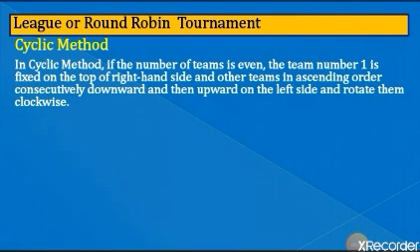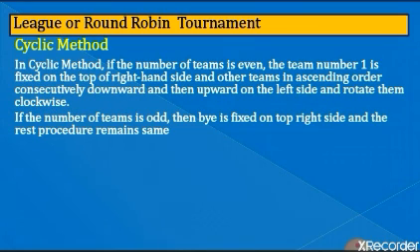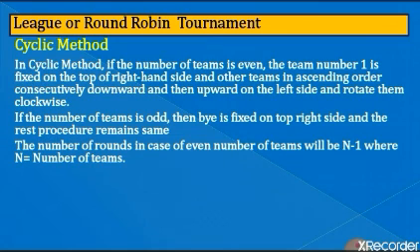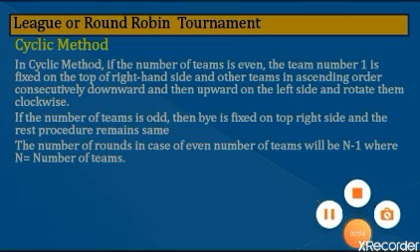In the cyclic method, if the number of teams is even, team number 1 is fixed on the top of the right hand side and the other teams in ascending order move downward, then upward on the left side, and rotate clockwise. If the number of teams is odd, then a bye is fixed on the top right side and the rest of the procedure remains the same. The number of rounds in case of an even number of teams will be n-1, where n represents the total number of teams.